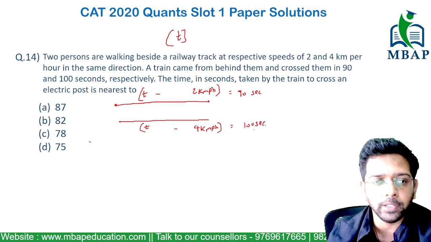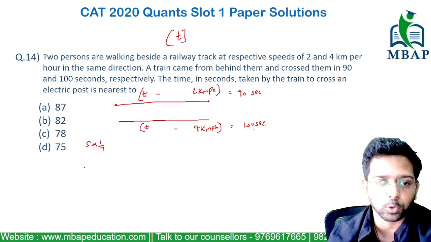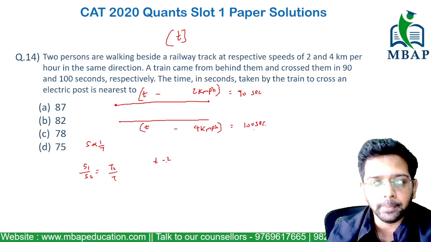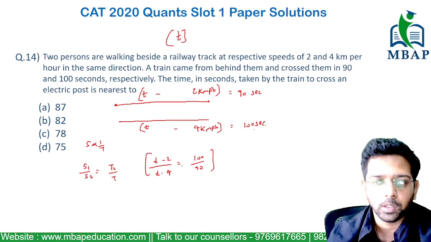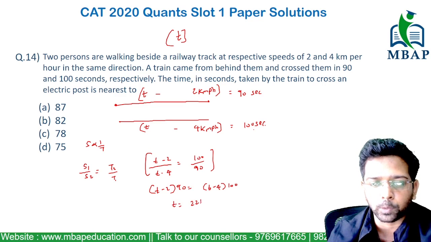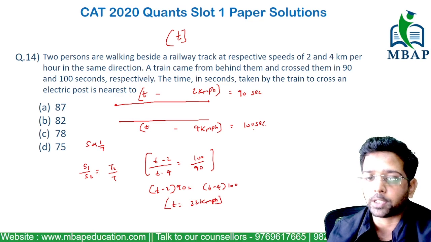We know the relation between speed and time: they are inversely proportional. So S1 by S2 will be equal to T2 by T1, which means (t minus 2) divided by (t minus 4) should be equal to 100 upon 90. So you just have to solve this: (t minus 2) into 90 should be equal to (t minus 4) into 100. If you solve this, you will get the actual speed of the train to be 22 km per hour.